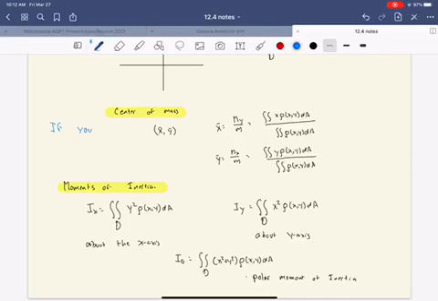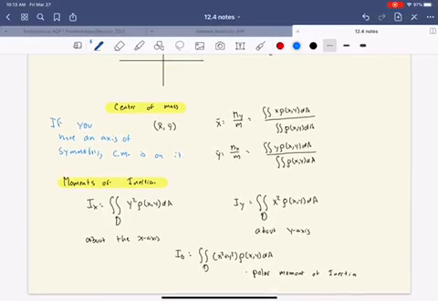Now, one thing to keep in mind about center of mass: if you have an axis of symmetry, the center of mass is on it. So for problems that have some sort of symmetry, you can significantly reduce the calculations you have to do.